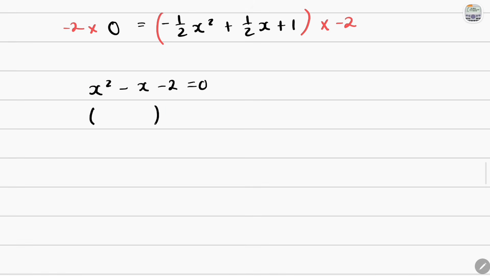And let's factorize. So what times what gives us x squared? That is x times x. And what times what gives us 2? It's 2 times 1. But this is negative, so one of them should be negative, so that we can ensure that the middle stays negative. You should make the bigger factor negative. So negative 2 plus 1 equals negative 1. So that's that coefficient there. So therefore, this means that x is equal to positive 2 or x is equal to negative 1.